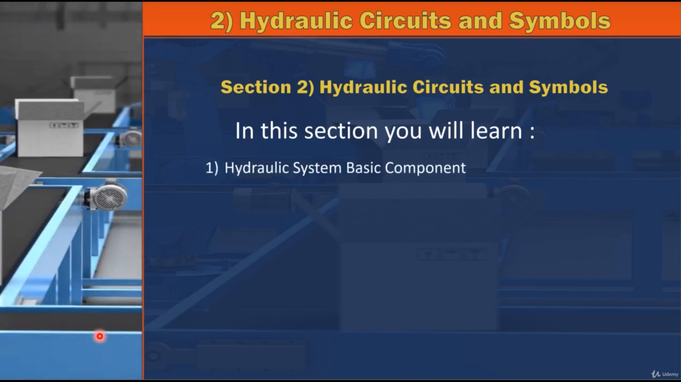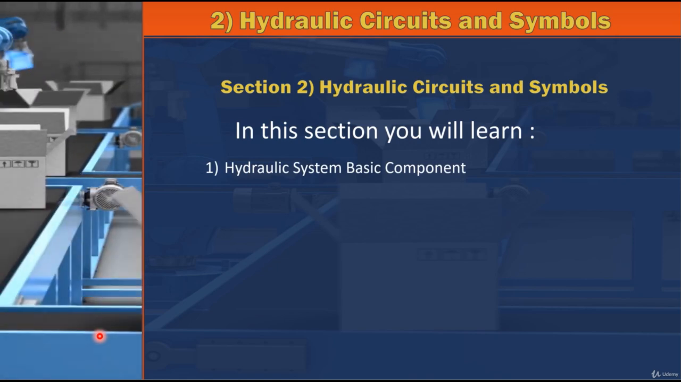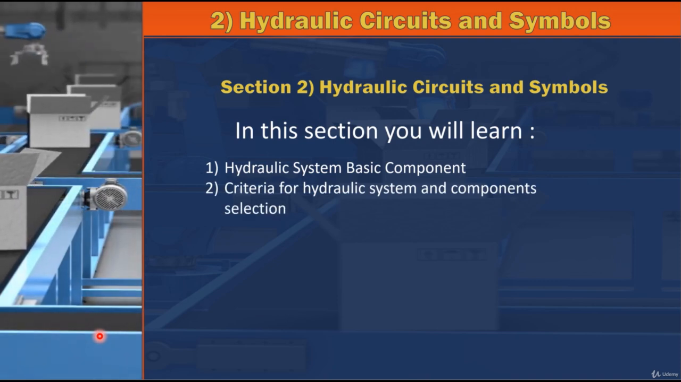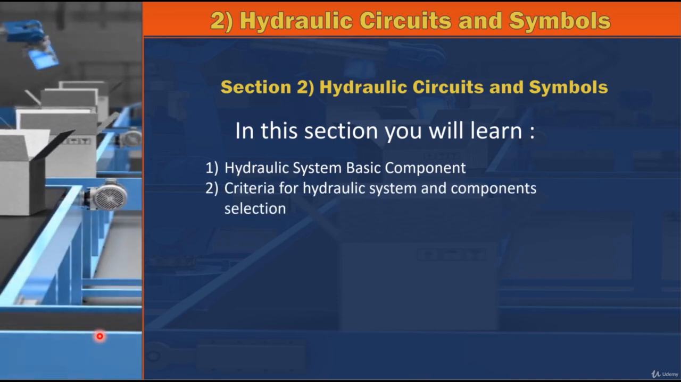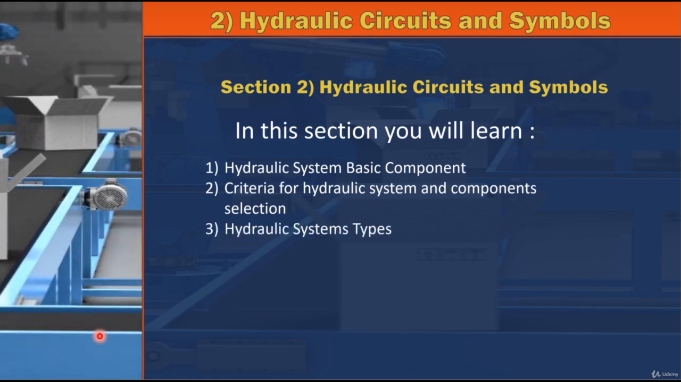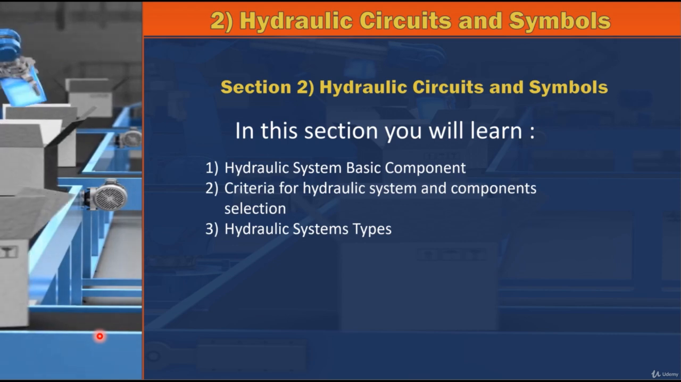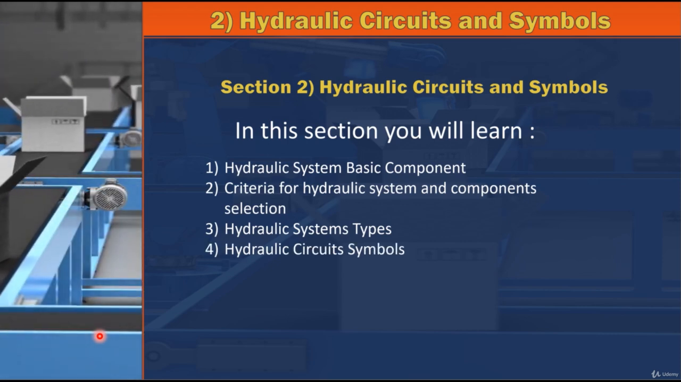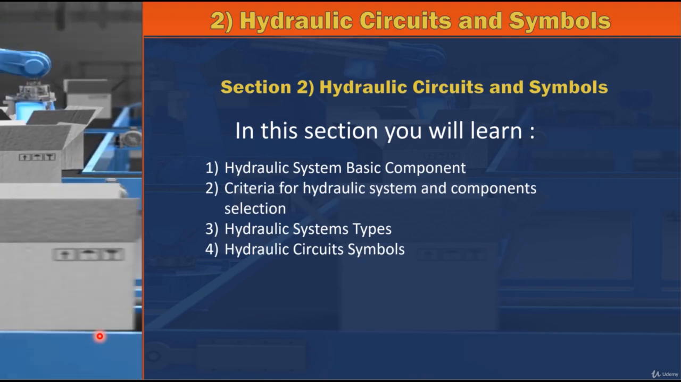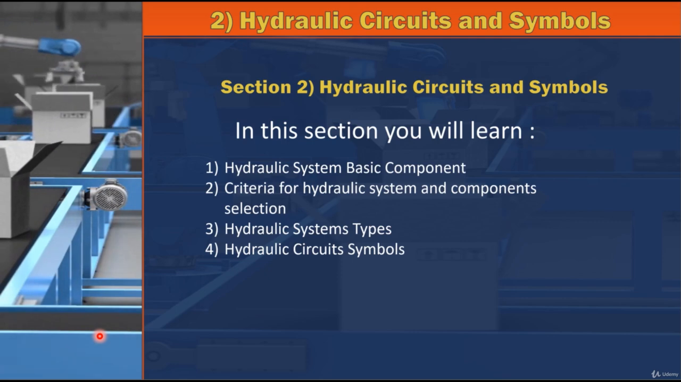The first one is hydraulic system basic components. We'll identify again what are the common components in a typical hydraulic system. Then we will talk about the criteria for hydraulic system and component selections, and also system design. Then we will talk about hydraulic system types. We have open and closed. Then we will end this section with the last topic, hydraulic circuits symbols, and we can consider this the heart of this section.